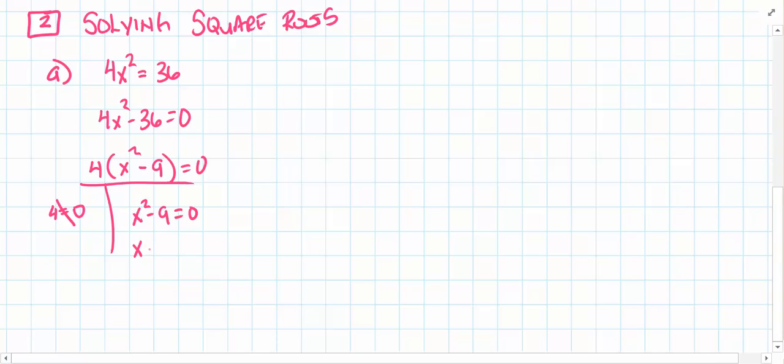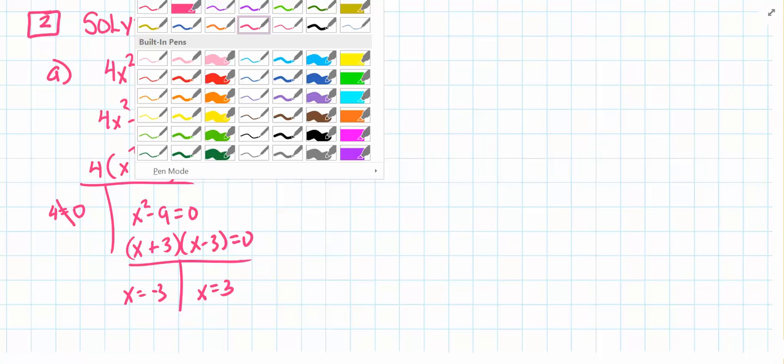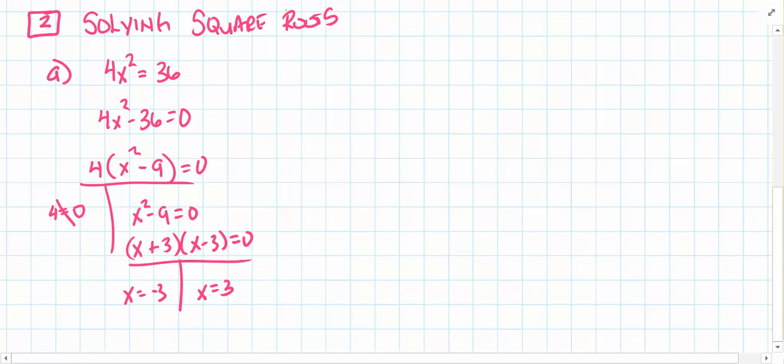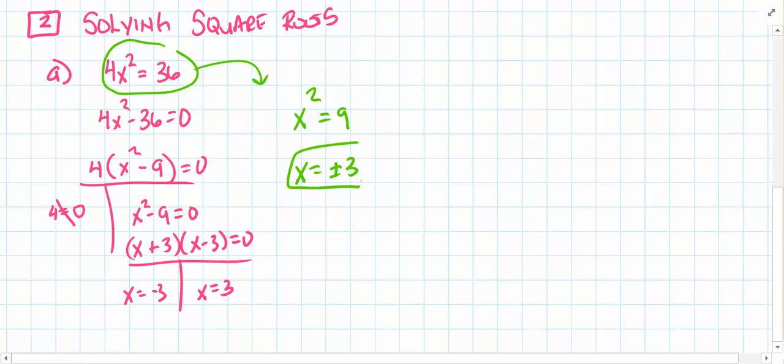Yeah, this is the difference of two squares, right? This is x plus 3 times x minus 3 equals 0. Or, solving the zero product property again, I'd get x equals negative 3 or x equals positive 3. And now that's not the way most people would do it. I'm guessing that most people would divide by 4 on both sides and get this, x squared equals 9. So therefore x equals plus or minus 3, which is exactly what we have there. Either way is completely fine.